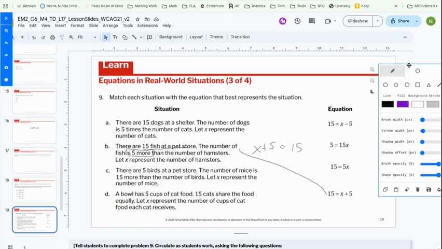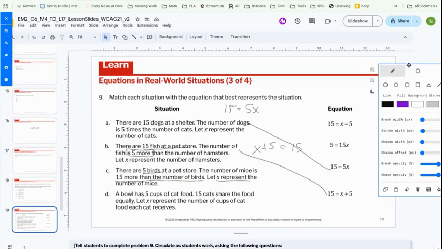We said earlier that there's 15 dogs in the shelter. That's 5 times the cats. So that goes here. Okay, C. C is weird, but I'm going to just walk through it. There's 5 birds at a pet store. The number of mice is 15 more than number of birds. Let X represent the number of mice.